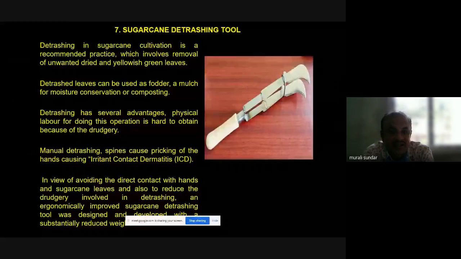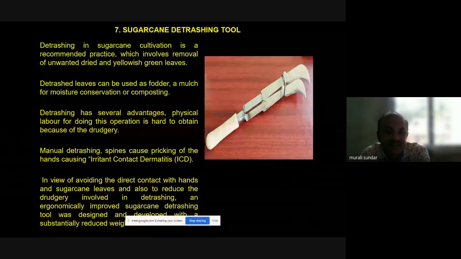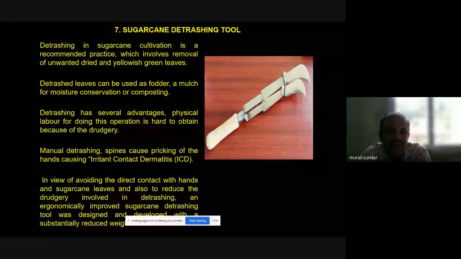The dethrashed leaves can be used as fodder for the animals as well as a mulch for moisture conservation or composting. And we have done quite a number of good research studies on mulching with sugarcane thrash, and it has shown very good moisture conservation. Dethrashing has another benefit: after 6-7 months, a bush-like structure will form in the field. To avoid that, dethrashing will be very helpful, as well as it will avoid pest and disease attack in the later part of the crop.